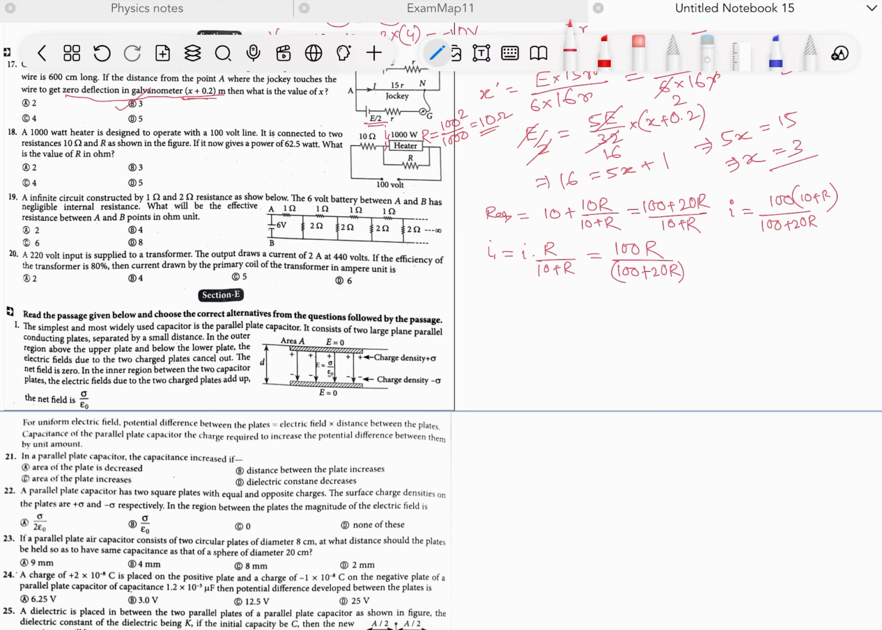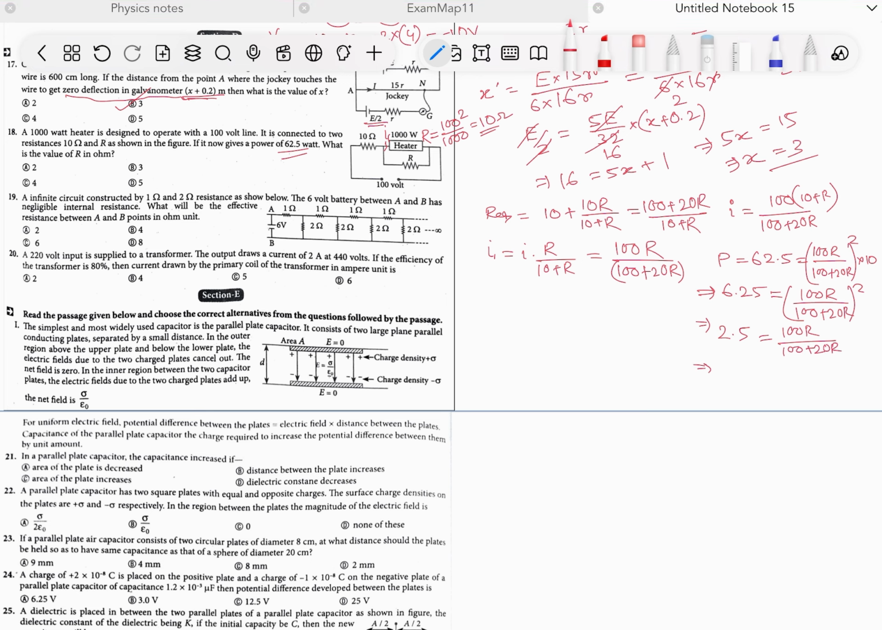So now the power is given as 62.5. So power is 62.5, which is basically equal to I1 square into R. So it is 100R by 100 plus 20R whole square into 10. So we can write 6.25 equal to 100R by 100 plus 20R whole square. So we can write 2.5 equal to 100R by 100 plus 20R.